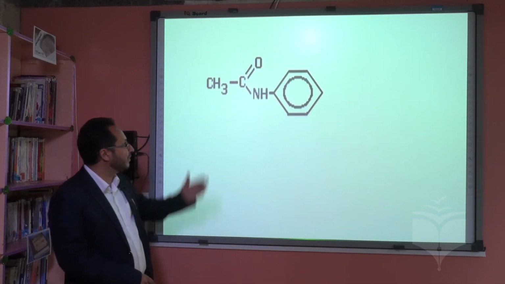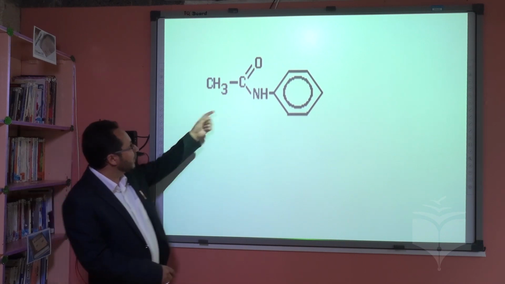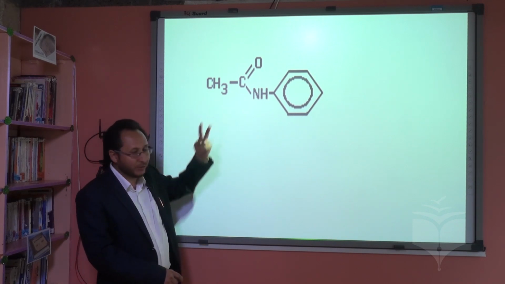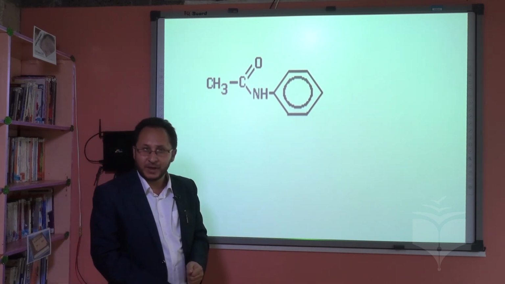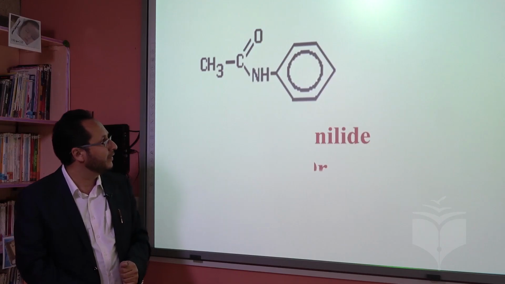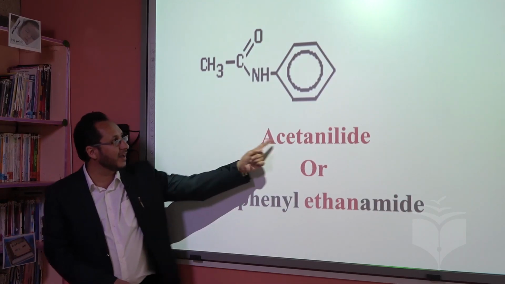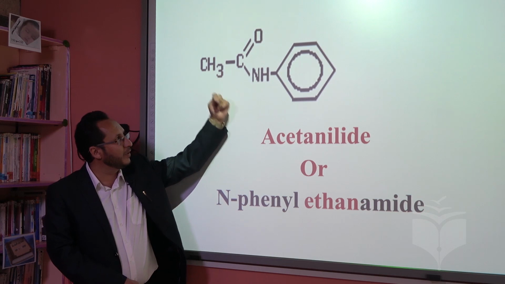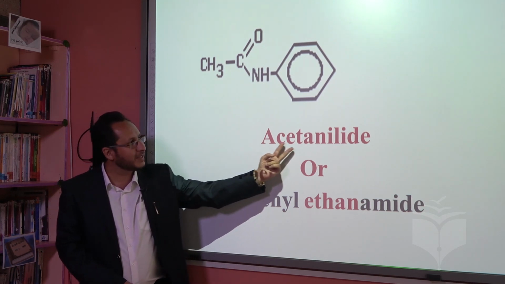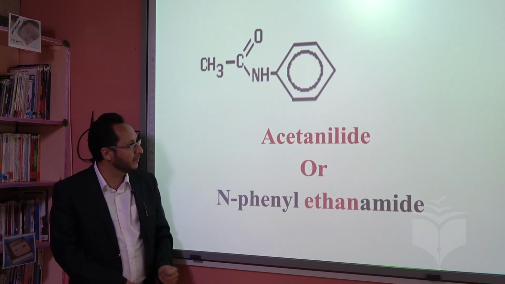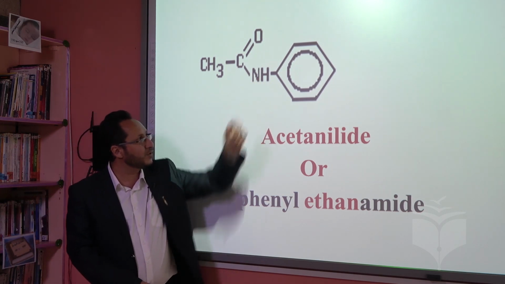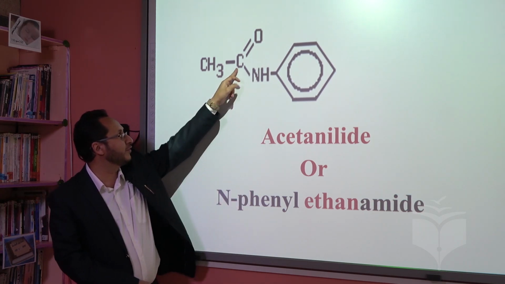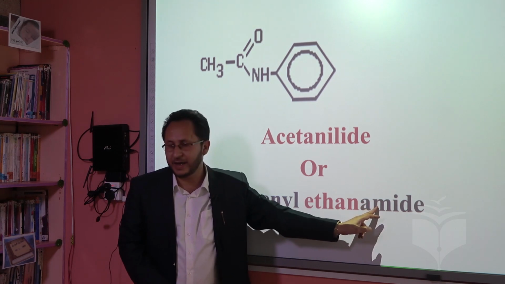Now, what about this compound? CH3C double bond O, NH, and this is the benzene ring. We have two names here, maybe the common name, maybe the IUPAC name. Here we call it acetanilide because this is from the acetic acid or acetamide, and this is from aniline, so it is acetanilide. Or you can say this one as a branch on the nitrogen atom: if you have the benzene ring as a branch, we call it phenyl. Then we have two carbon atoms, we call it ethanamide.